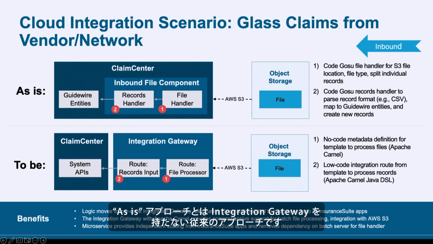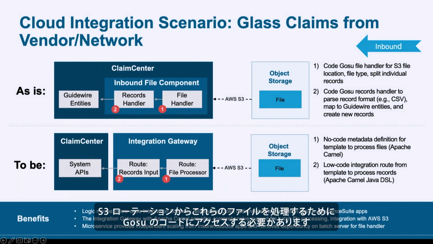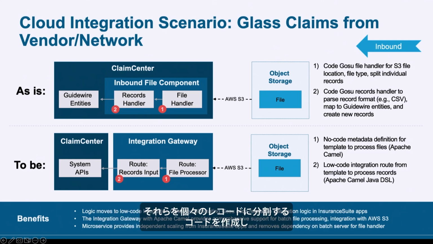The as-is approach is really the traditional approach where you don't have the integration gateway. What happens is you have to write Gosu code for handling these files from an S3 location. You have to write code to split them into the individual records, and then more code to parse these records, and so on. So you can see there's a lot more code you have to write.